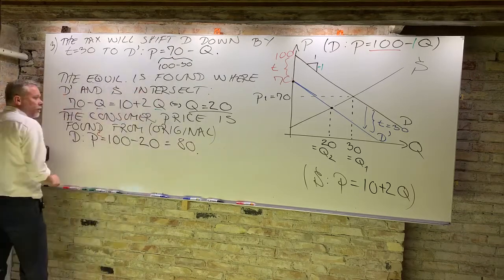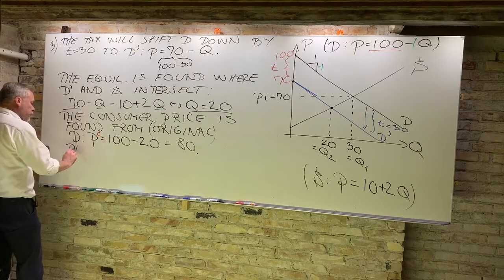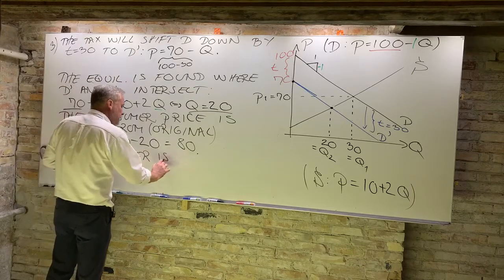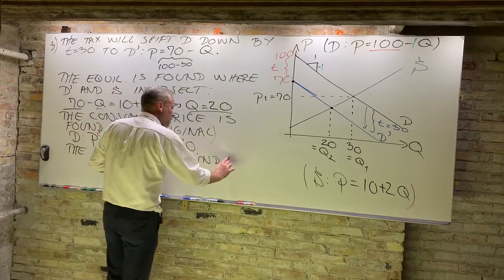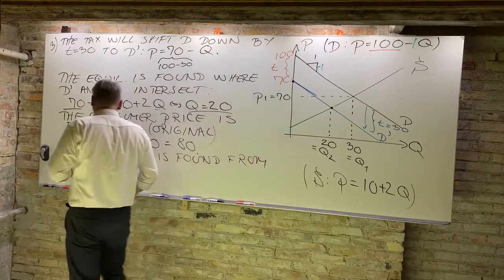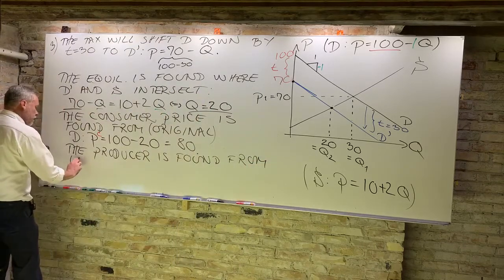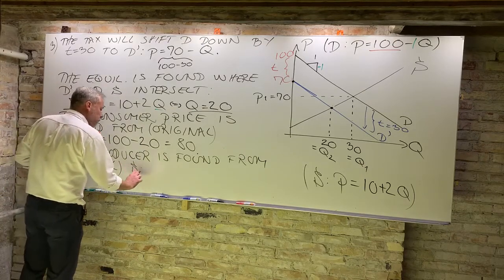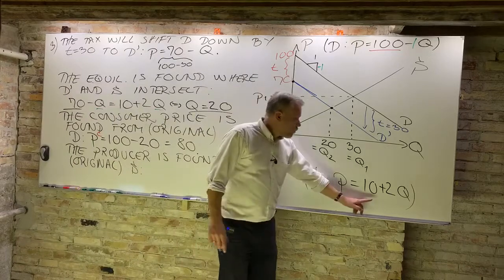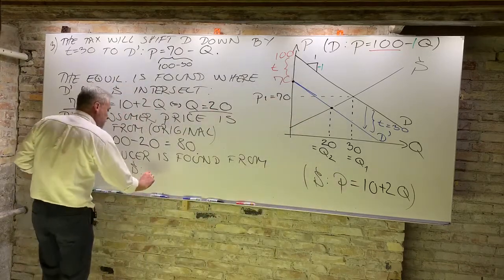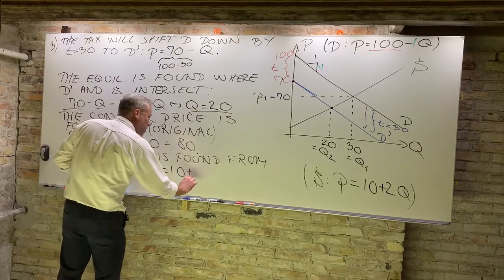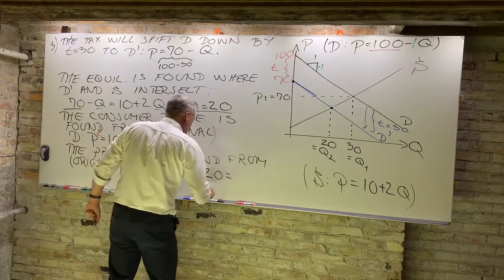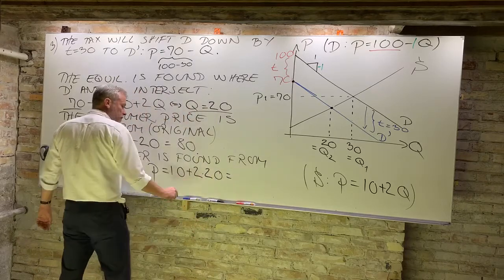Then, having found the consumer price, we need to find the producer price, and the producer price is found from, and here I write again, although it's a bit superfluous here, but I do it, I write original supply, or rather inverse supply. In other words, what we do is we take the inverse supply curve here, saying that P is equal to 10 plus 2 times Q, and then you plug in the quantity, which is 20. That gives you 2 times 20, that's 40, plus 10, that's 50.